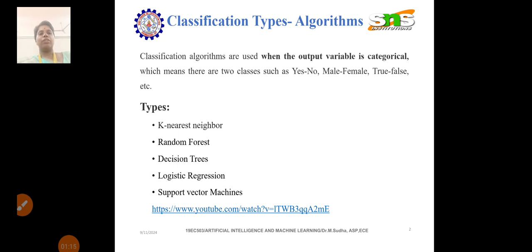Here are a few types of algorithms: k nearest neighbor, which analyzes based upon the nearest value; random forest, which does the analysis randomly; decision trees, where a tree shaped structure is used; and logistic regression, where the logic is applied like either 0 or 1. Support vector machine we have already discussed in the regression types itself. The support vector machine is common for regression and classification types.